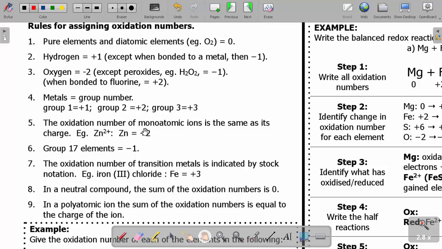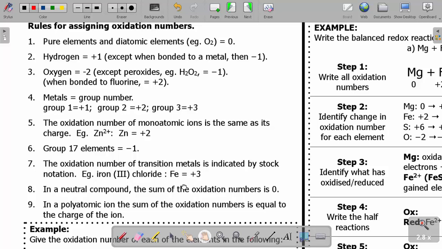The oxidation number of monoatomic ions is the same as its charge. For example, the zinc 2 ion, its oxidation number is +2. And group 17 have got -1 oxidation state. Rule number 7. The oxidation number of transition metals is indicated by Stock notation. For example, iron(III) chloride, this 3 shows the oxidation number, so it is +3 for this iron.